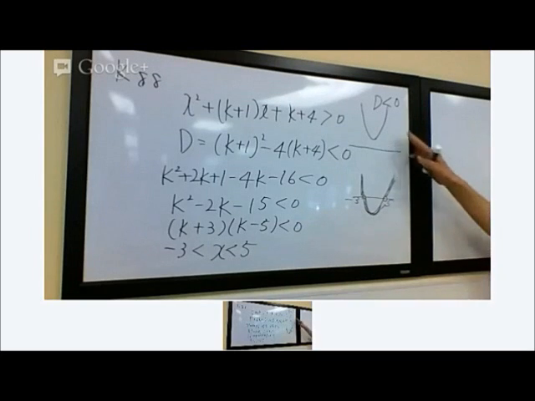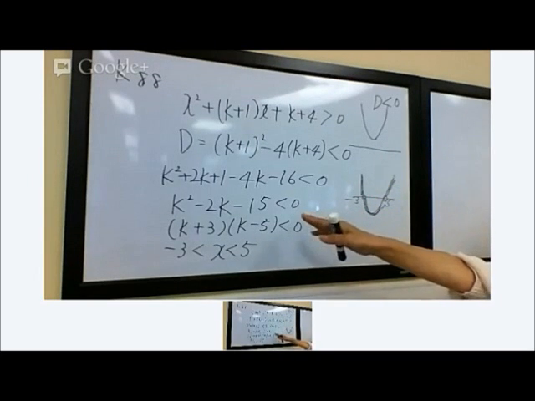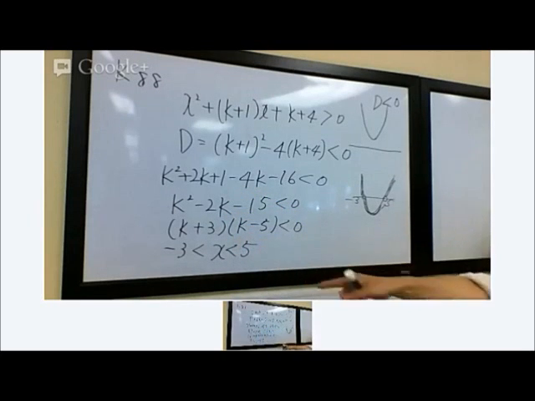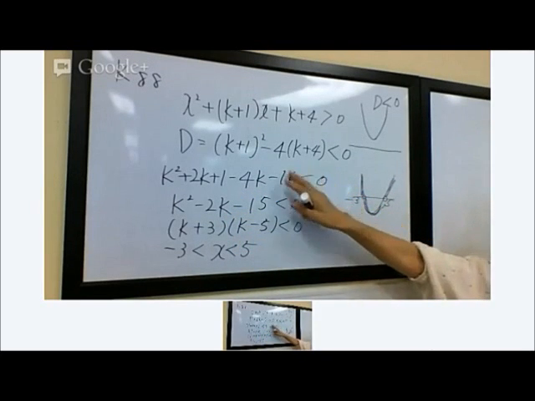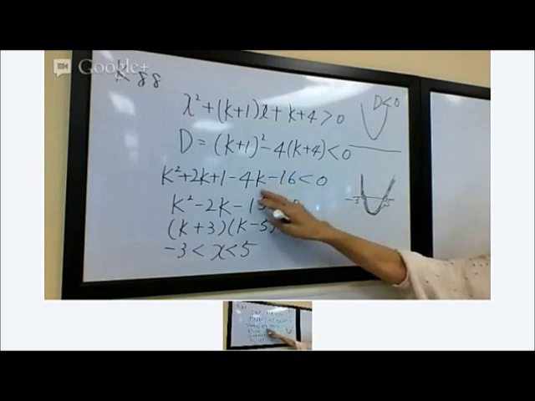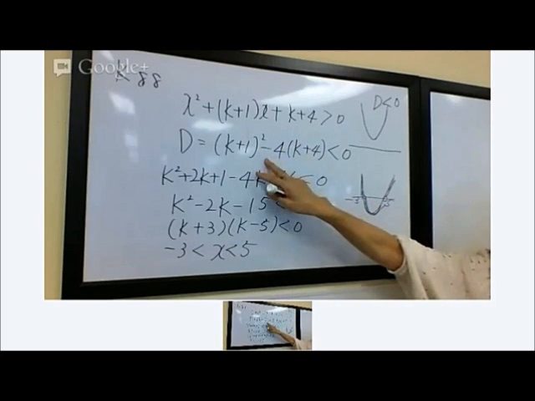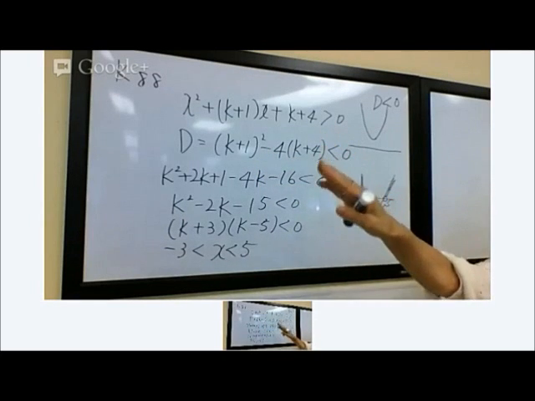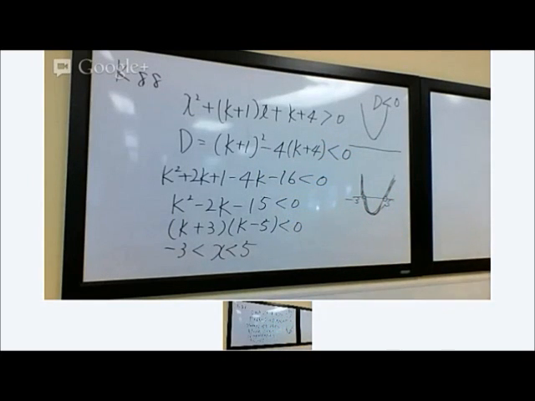So what to do? D is less than 0. What is D? B squared minus 4AC from this. This is the only way. Don't think anything else. Focus on D less than zero.